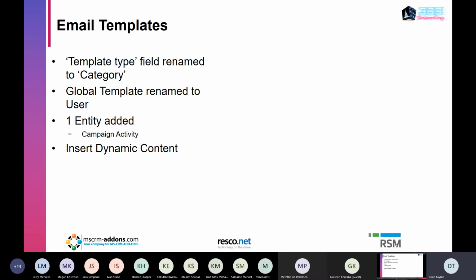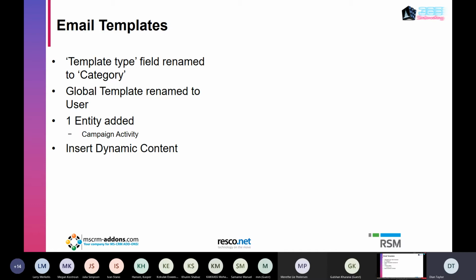If you view your templates in the legacy experience, they will still show as global. If you look at the same templates in the unified interface, it's going to show as user. So that shows you that it was just renamed. All of the other previous options are still there: account, case, contact, contract, which is probably going to go away because those have been deprecated as well. Then we have invoice, lead, opportunity, order, quote, service activity, and system job. And there's one additional entity that has been added, which is the campaign activity.